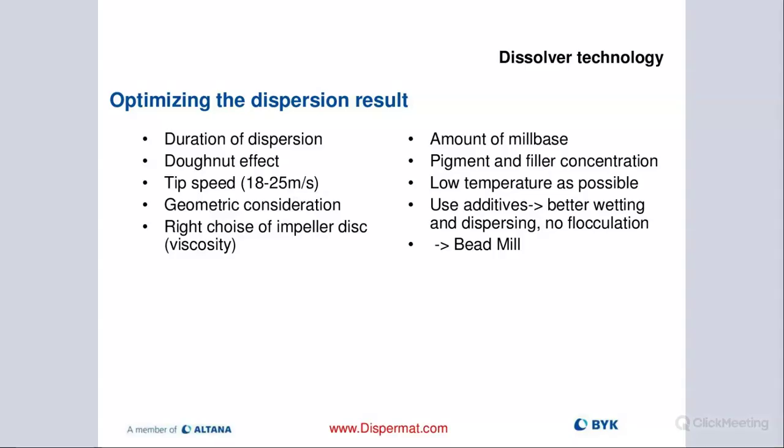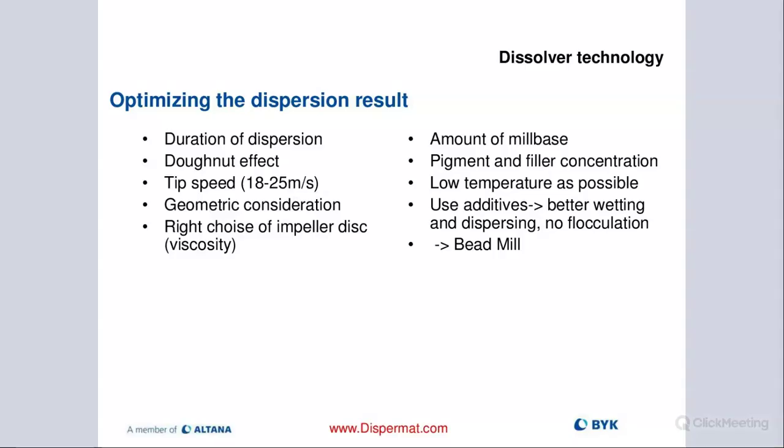We want to also pick the right type of impeller disc. There's many different variants on the market. We have a whole range of them on our website, and you will find many more. If you do a simple Google search, there's a lot of custom blades, depending on your product and what you're trying to do. There's also different types of materials available, different coatings. So there's a whole range of different discs and material types that you can find.